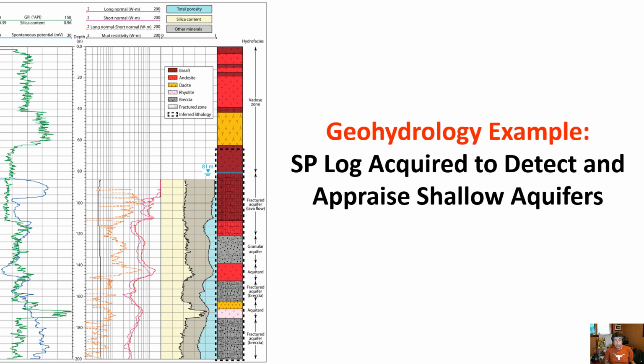In geohydrology, the spontaneous potential log is widely used to appraise the quality of aquifers, more specifically to appraise the quality of the water. Of course, depending on the application, the uses of the water in the aquifers, we would like the water often to be fresh and drinkable. And the SP log in combination with the gamma ray log and also with the resistivity logs is an extremely valuable combination for complementing and understanding the properties of the aquifers.